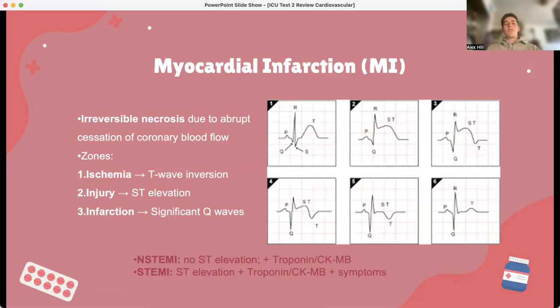So these are our different forms of necrosis. You have ischemia, which is T wave inversion. You have injury, which is ST segment elevation, and infarction, which is this Q wave that is greater than a third of the total QR distance. So this looks like it's about a half, so it's greater than a third. And NSTEMI is essentially a STEMI with no ST elevation, but you have all of the other labs and symptoms that would go along with a STEMI.